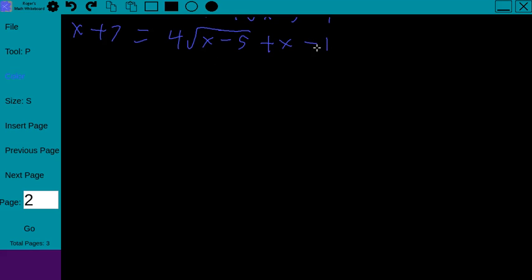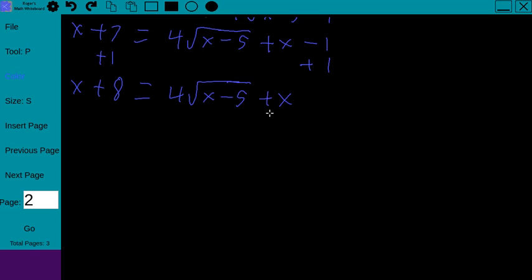So this plus x and this minus 1 will all be moved to the other side. I'll do it one step at a time so you can see it, of course. So I'm going to go plus 1 here first. So I'm going to add 1 to both sides. That's going to move this negative 1 over to the side and put it with this 7. So we're going to have x plus 8, 7 plus 1 is 8, equals 4 square root of x minus 5. And then we still have this x here, so plus x.